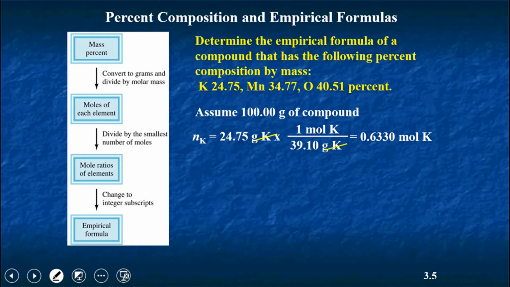Okay, why don't I let you guys try the manganese and then the oxygen. Just look up your periodic table. What are the molar masses of each? And remember that at this point, because we have 100 grams of compound assumed, each one of the percentages essentially becomes grams of that element.